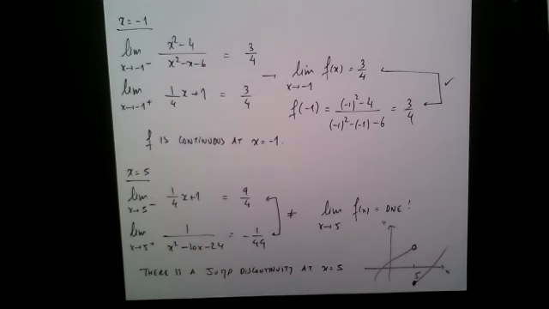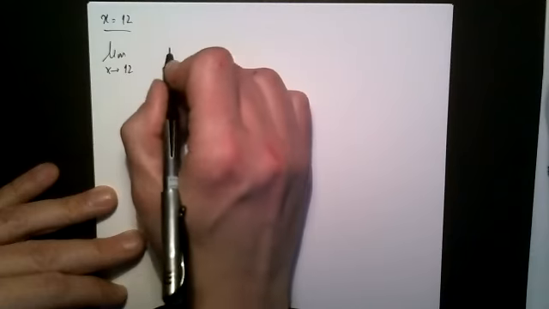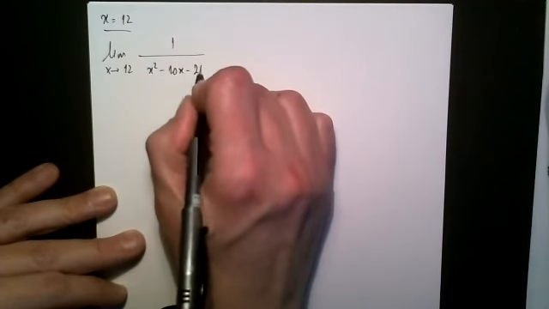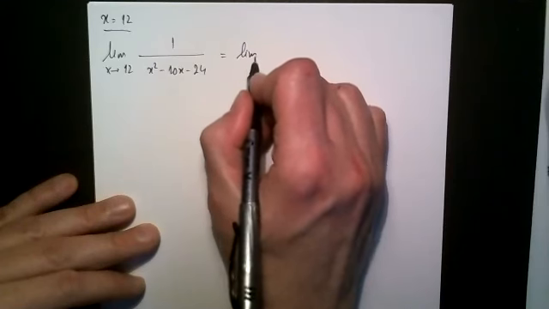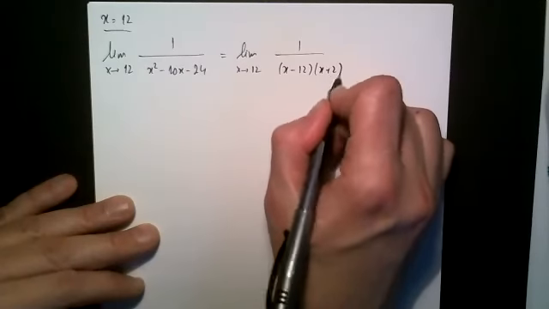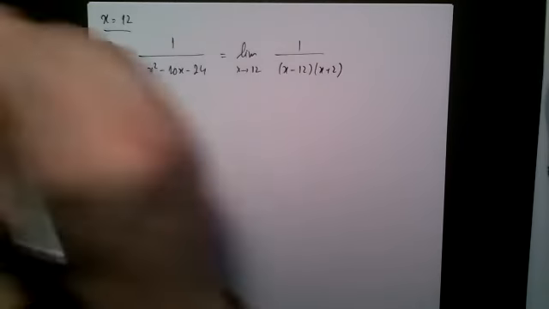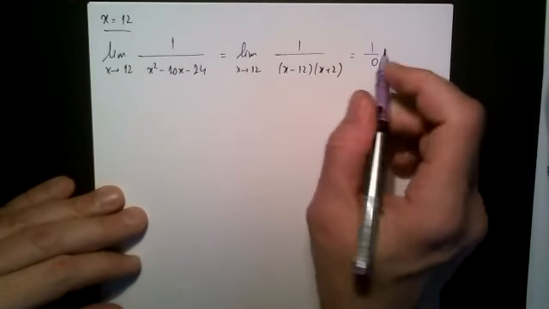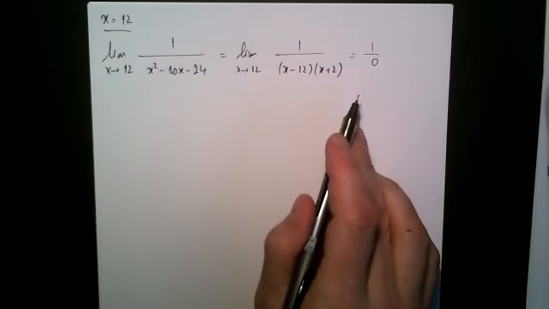Okay, last one at x equals 12. So this is the limit as x is approaching 12 of 1 over x squared minus 10x minus 24, and that is equal to the limit as x approaches 12 of 1 over, if you factor, x minus 12 times x plus 2, and you see that you get 1 over 0. Okay, so right away I know that we're going to have an infinite discontinuity here.